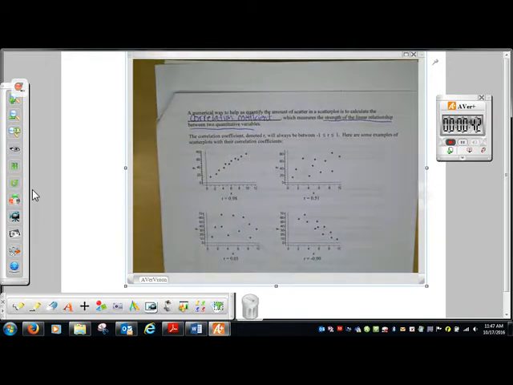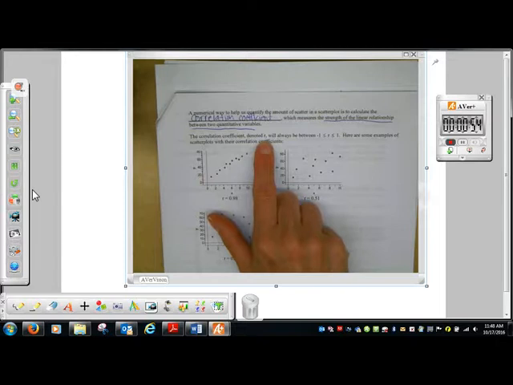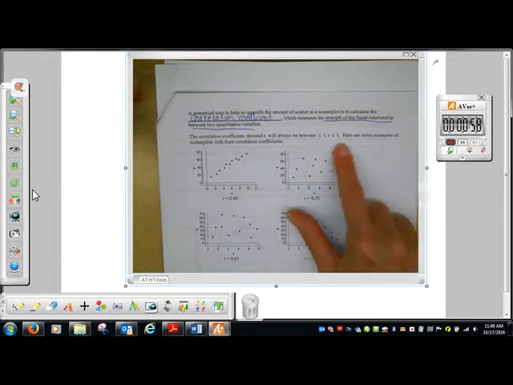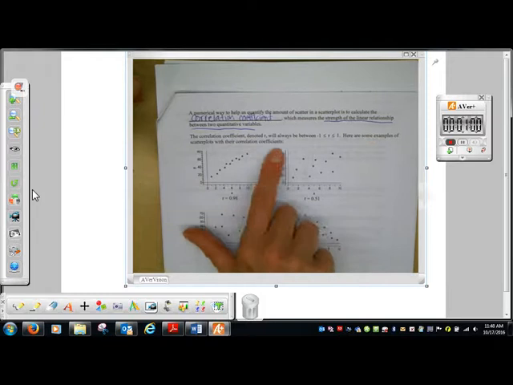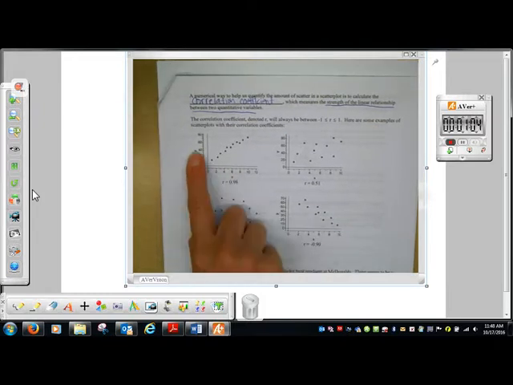You will never actually have to calculate the correlation by hand, but you should have an idea of how it's calculated. The correlation coefficient is denoted with R. It will always be a value between 1 and -1. Here are some examples of scatter plots with their correlation coefficient.